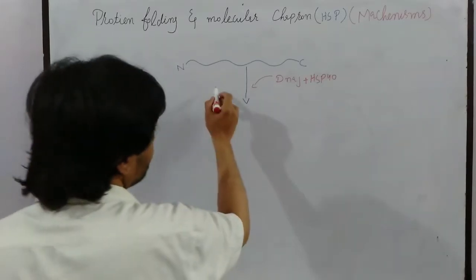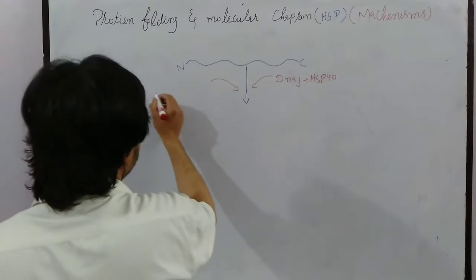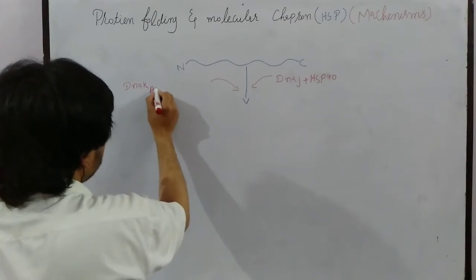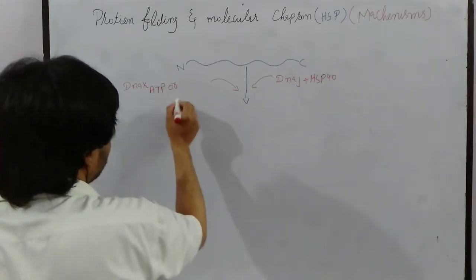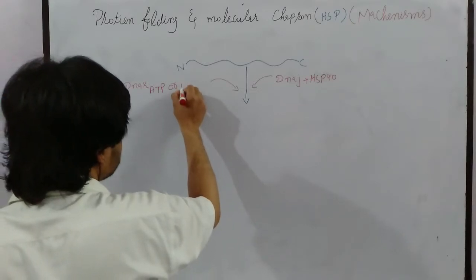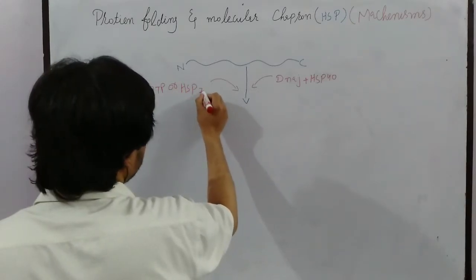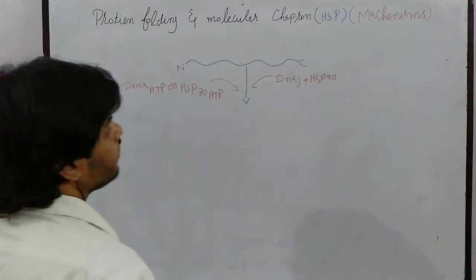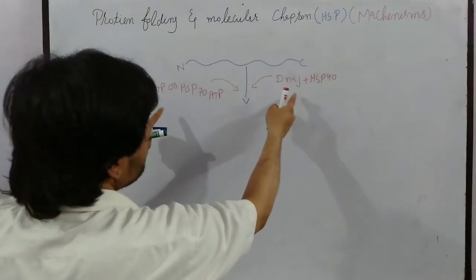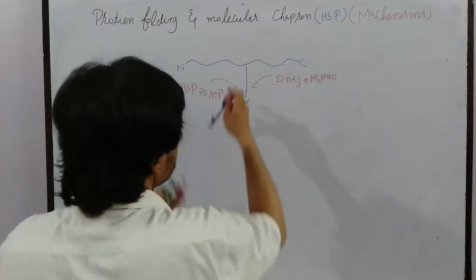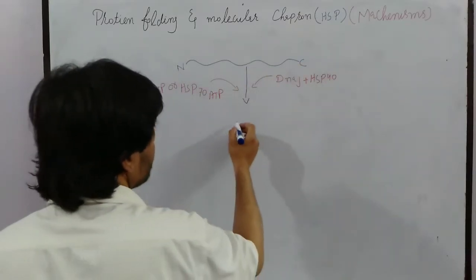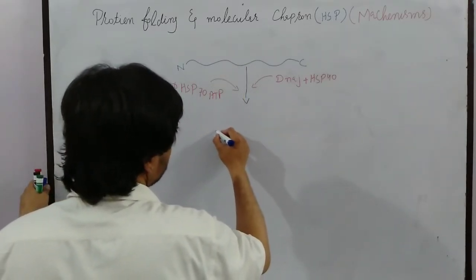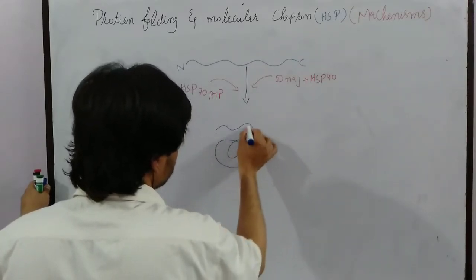Now after that, the second molecular chaperone we call DnaK with ATP in prokaryotes, and in eukaryotes we call it HSP70. So HSP70 also has this ATP. With the addition of these two molecular chaperones, this linear form of the protein will be converted into a non-linear form, a secondary structure of the protein. So this is the primary structure, and it will be converted to a secondary structure.